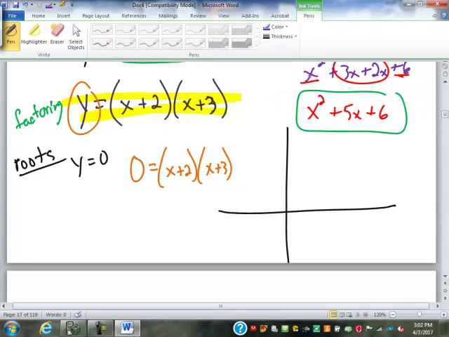So a very powerful rule in algebra, it's simple but very powerful, is the zero product rule. Anything times 0 is 0, right?